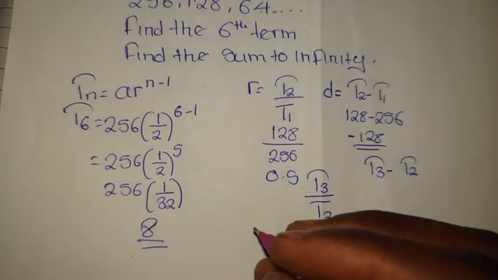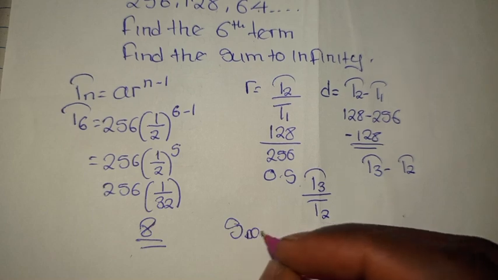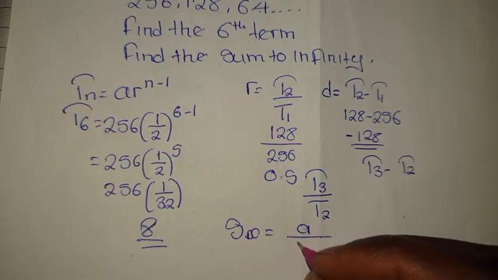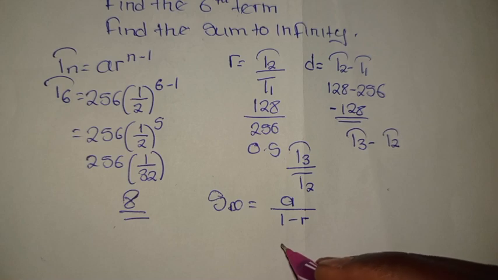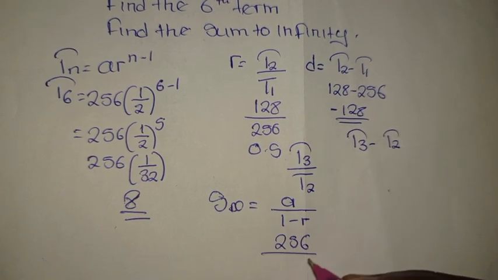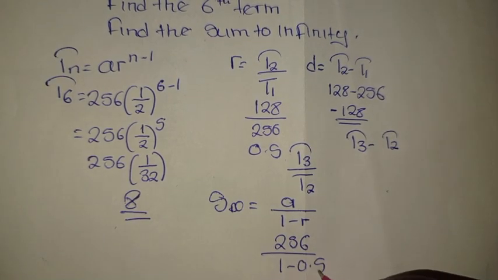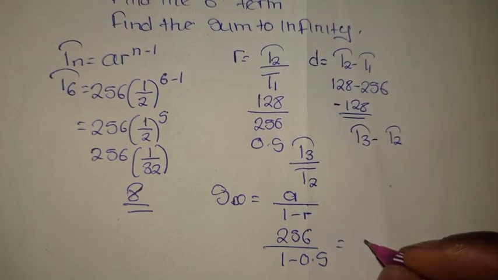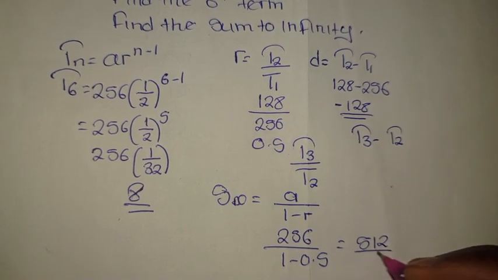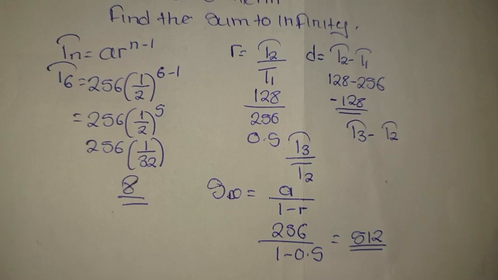Then to find the sum to infinity, it is given by a over 1 minus r, where the value of a in this case is 256, divided by 1 minus 0.5. When you subtract 1 minus 0.5, you get 0.5. And when you divide 256 by 0.5, you get 512. So this is how you solve such kind of question.